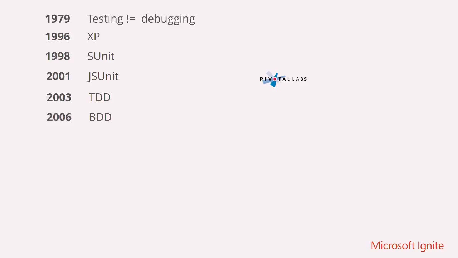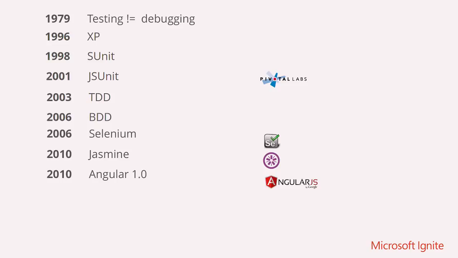Dan North described behaviour-driven development in 2006, so we got more readable tests. And in 2006, we also got Selenium and the ability to run end-to-end tests in the browser. We got Jasmine in 2010, so that was also from Pivotal Labs. So that was the newer, better version of JSUnit for running our tests. And in 2010, we got Angular 1. And Angular 1, I was really stoked with because it was the first time I saw a framework where the hello world actually included testing. So Angular from the very beginning, since its inception, has had a real focus on being testable.